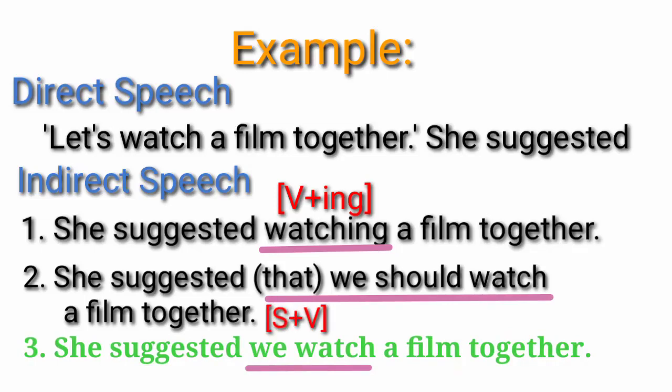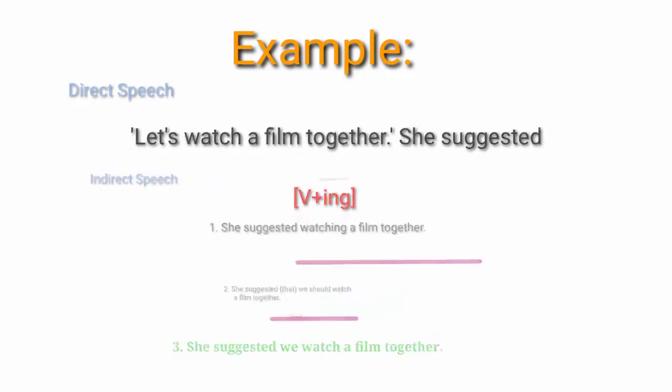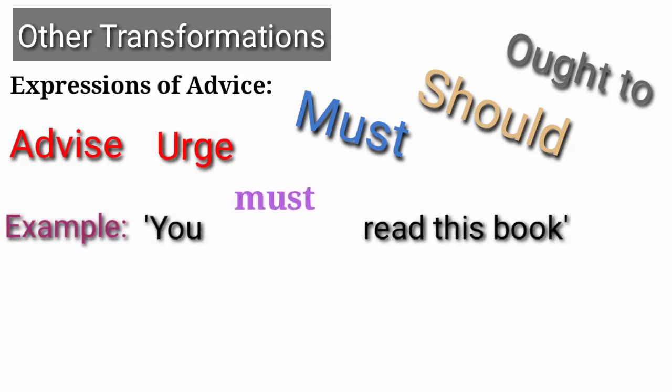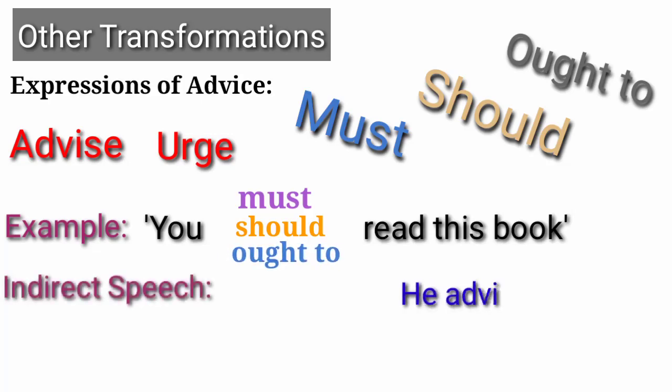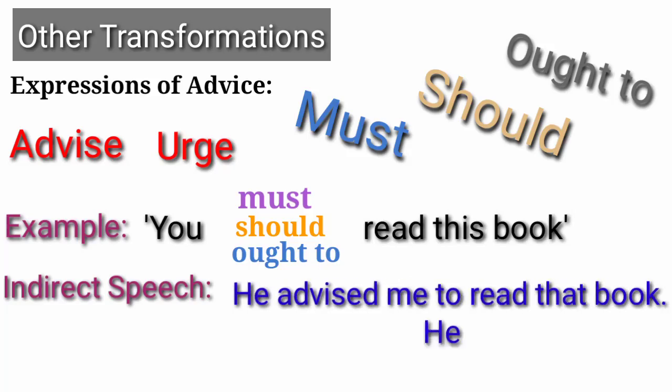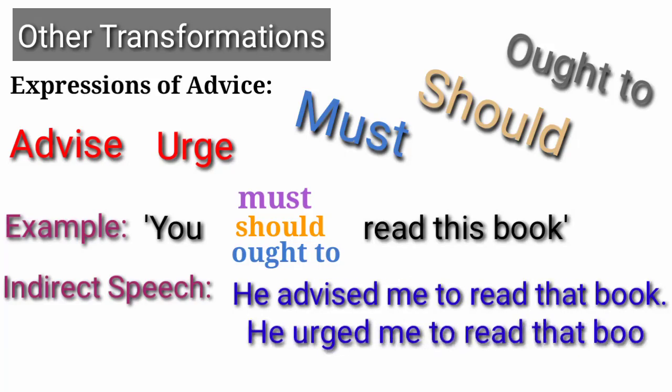Now let's have a look at some other transformations. Expressions of advice with must, should, and ought to are usually reported using advise or urge. Example, you must read this book, or you should read this book, or you ought to read this book. Indirect speech, he advised me to read that book, or he urged me to read that book.